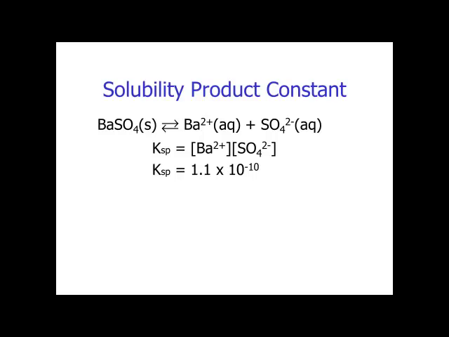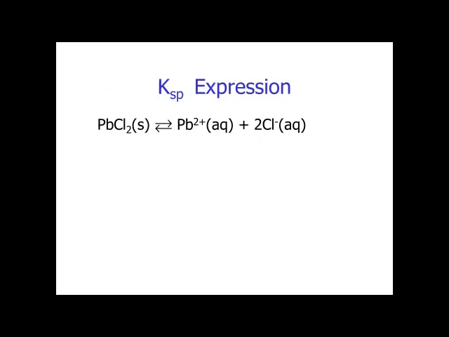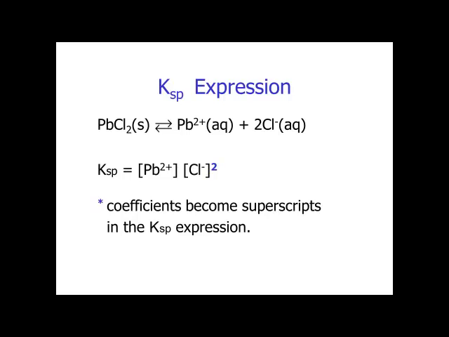The Ksp is also generally a very small number. In this case it's 1.1 times 10 to the minus 10th. In general, the Ksp expression follows the following rules. Lead chloride is in equilibrium with lead ion and 2 chloride ions. The Ksp would be the concentration of the lead ion times the concentration of chloride ion. Notice that it's squared. The coefficient becomes superscripts in the Ksp expression.